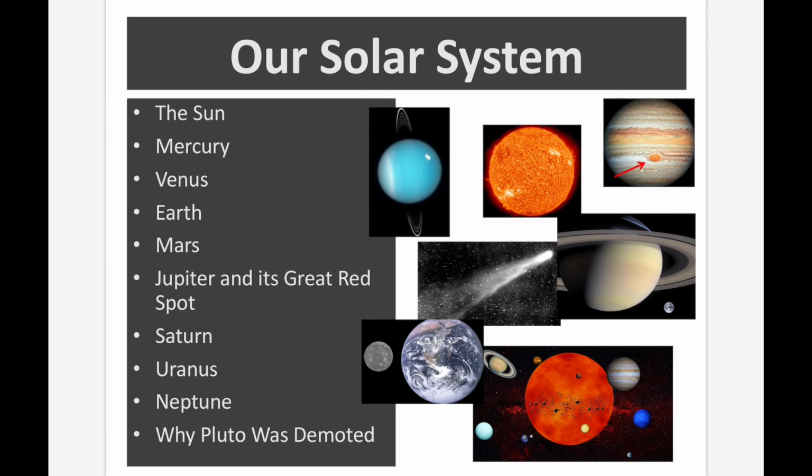Our solar system. In this lesson, we're talking about all the objects within our solar system, including the Sun and the 8 planets: Mercury, Venus, Earth, Mars, Jupiter, Saturn, Uranus, and Neptune. We're also going to touch on the Great Red Spot on Jupiter as well. And last, we're going to talk about why Pluto isn't one of the planets anymore, specifically what makes it different from the other ones and why it was demoted.